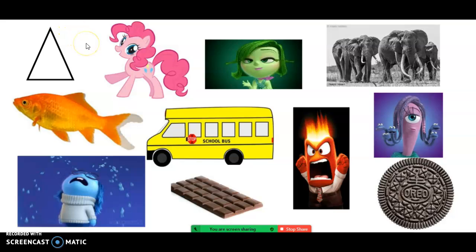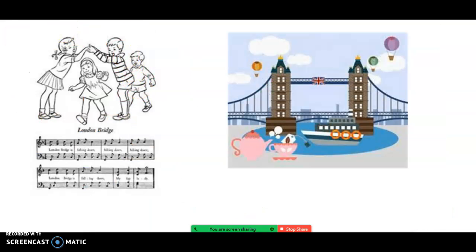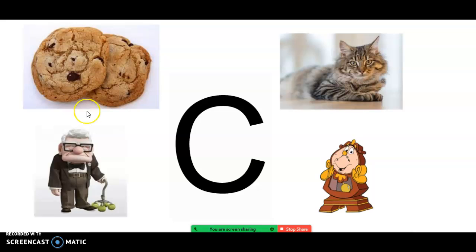Look at some colors, starting with our friends in daycare. All right, we're going to go ahead and get started now with our letter.